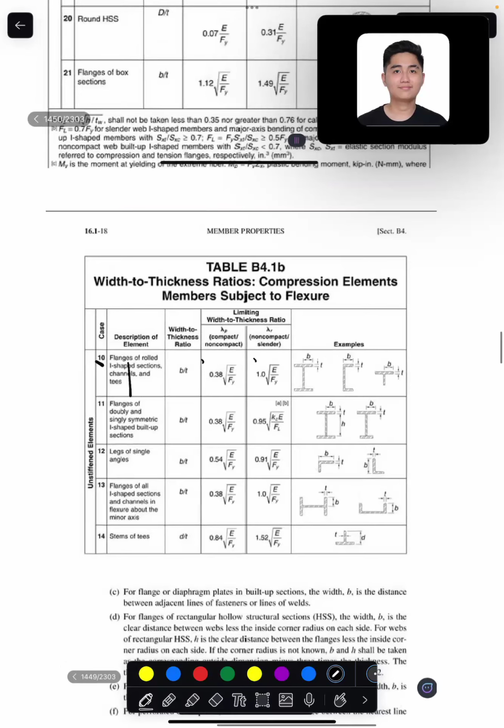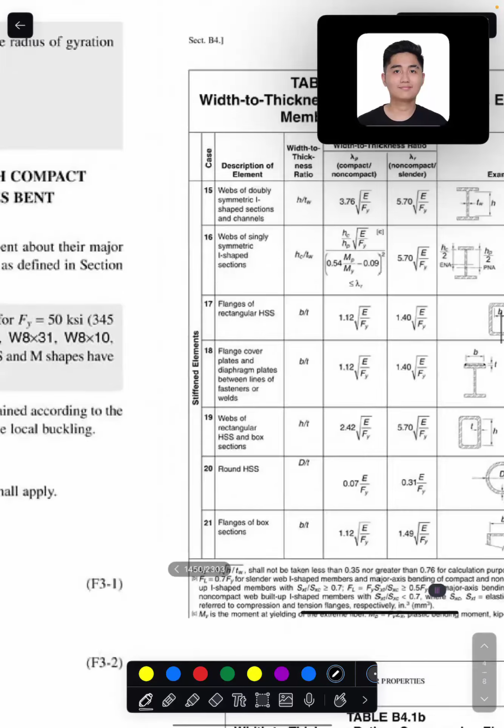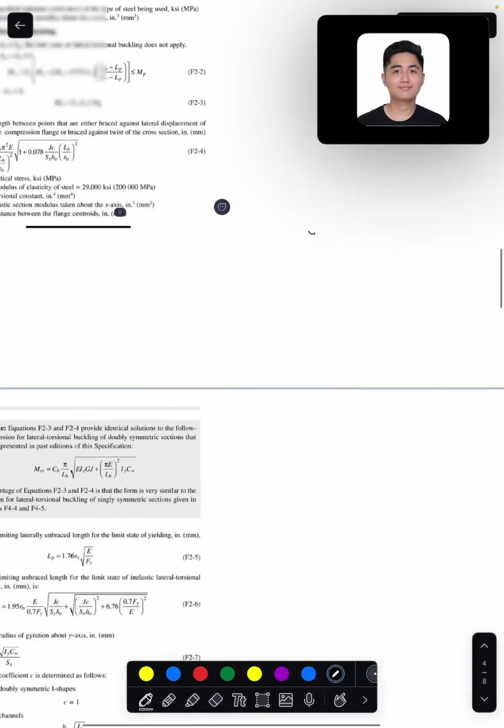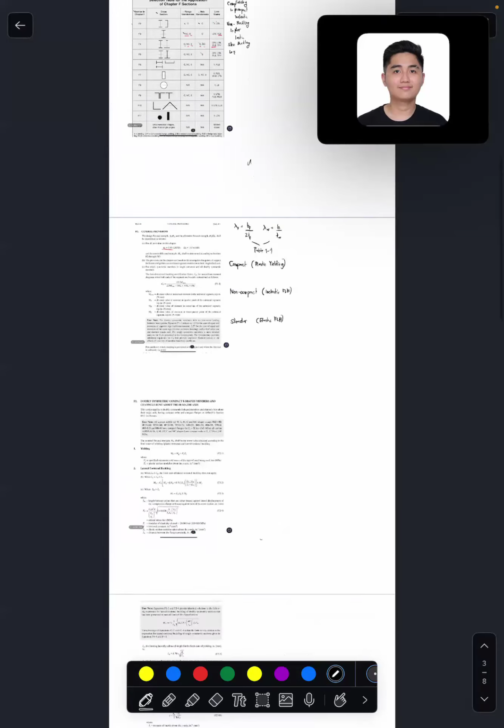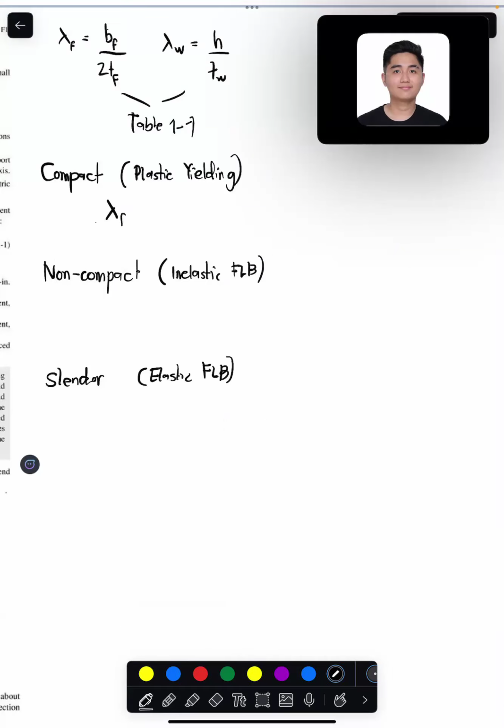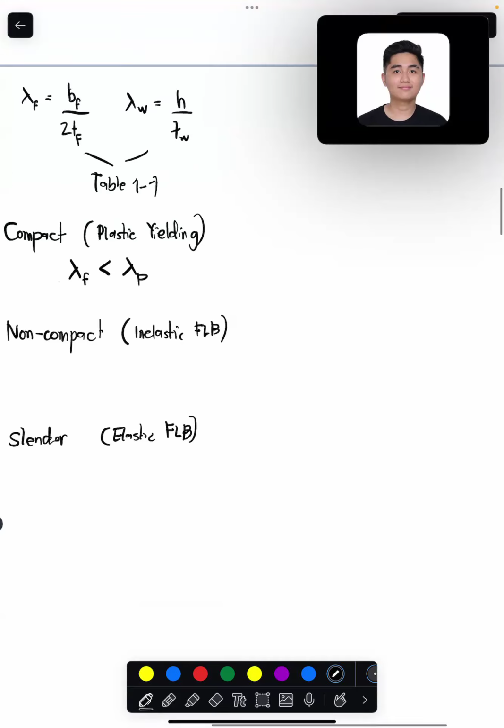Meron kang lambda P, saka lambda R. So, pag sinabi mong compact yung flange mo, dapat less than siya sa lambda P. So, we need to identify yung lambda P. So, if we take yung table 3-2 for hot rolled section, yung lambda P ay equal to 0.38 square root of E over F sub Y.